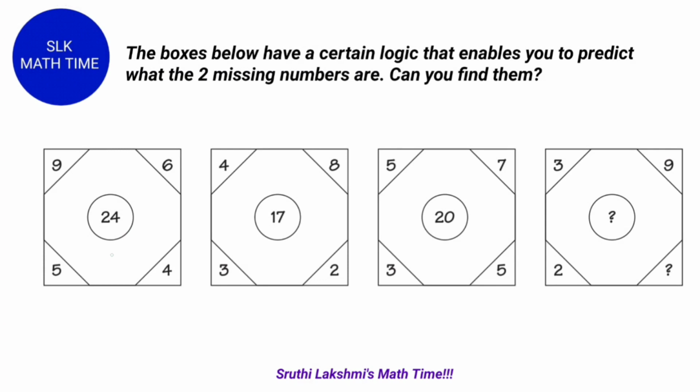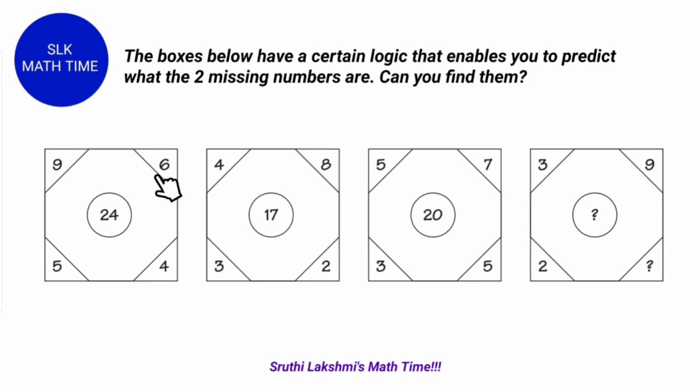Time's up. First, we have to multiply 9 into 6, which are the top numbers. So 9 into 6 is 54, and 5 and 4 are on the bottom. Now we have to add all the numbers together. So 9 plus 6 plus 5 plus 4 is 24, which is the middle number.